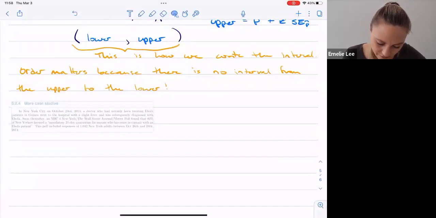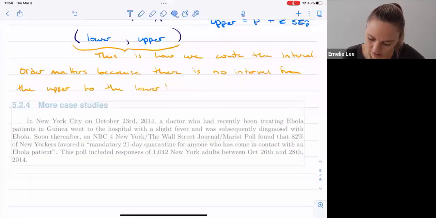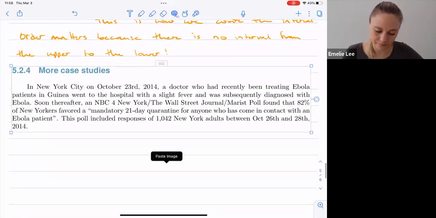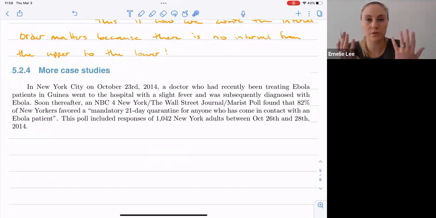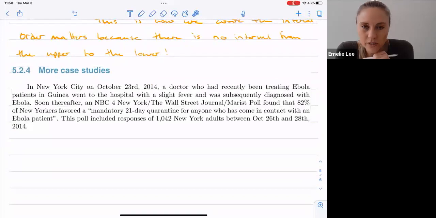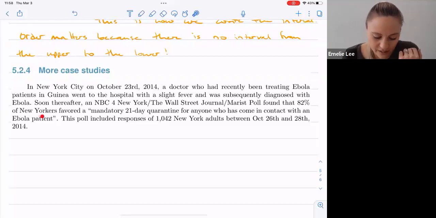So this is an example from the textbook that I want to go through start to finish. Okay, so in New York City on October 23rd, 2014, a doctor who had recently been treating Ebola patients in Guinea went to the hospital with a slight fever and was subsequently diagnosed with Ebola. Soon thereafter, an NBC4 New York / Wall Street Journal / Marist poll, so they all got together, I guess, and did this poll, found that 82% of New Yorkers favored a mandatory 21-day quarantine.